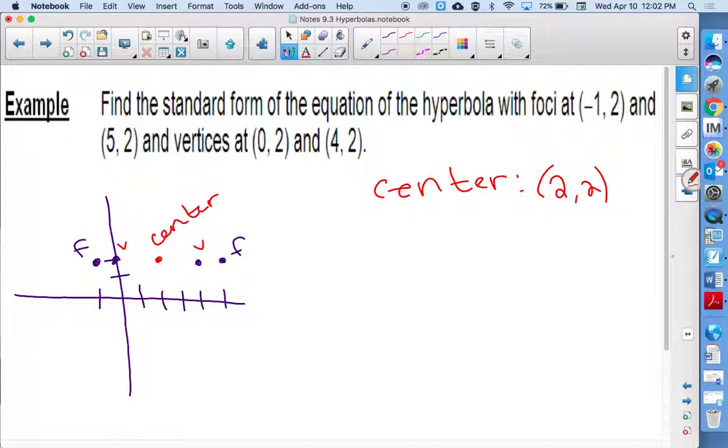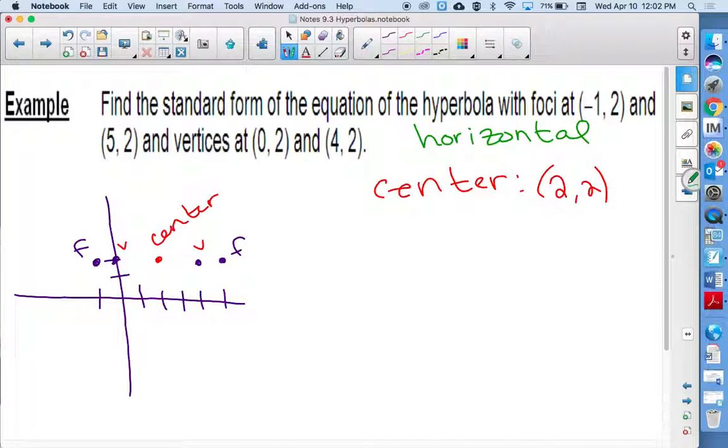Zach, what else? You can also tell if it's horizontal. Yeah, that's right. There we go. This one's horizontal. All those points lie on that same horizontal transverse axis, where all the important pieces lie. What else, Zach? I think you can even figure out your A and C values.